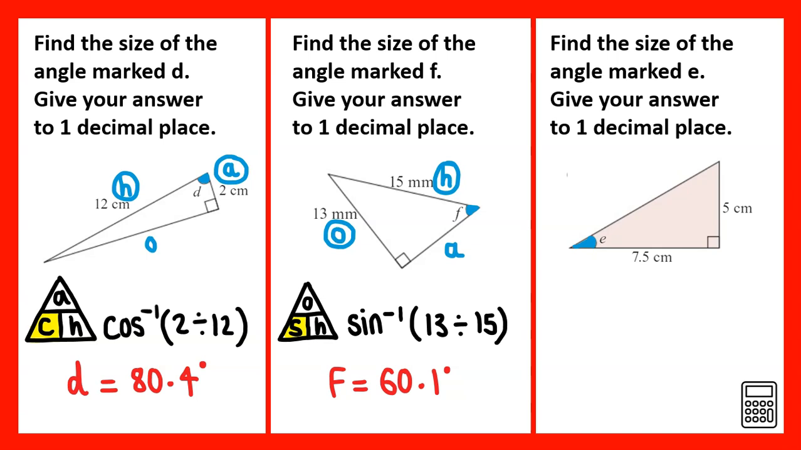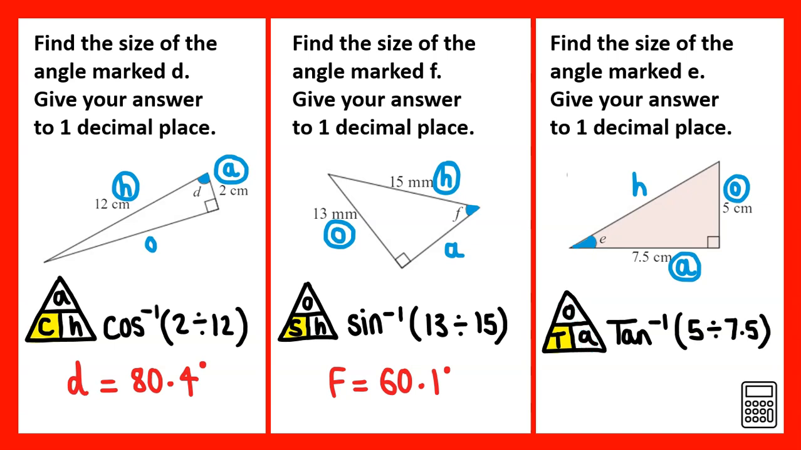Lastly, I'm finding the size of the angle marked as E. 5 would be the opposite length. Opposite the right angle is the hypotenuse, meaning this one must be the adjacent, and the two known lengths are the opposite and adjacent. The triangle involving those two lengths is the one involving tan, TOA. Finding the angle will mean covering up the function of tan, and on my calculator, shift tan will give me the inverse tan of the opposite divided by the adjacent, 5 divided by 7.5, giving me angle E of 33.690, which rounds to 33.7 degrees.